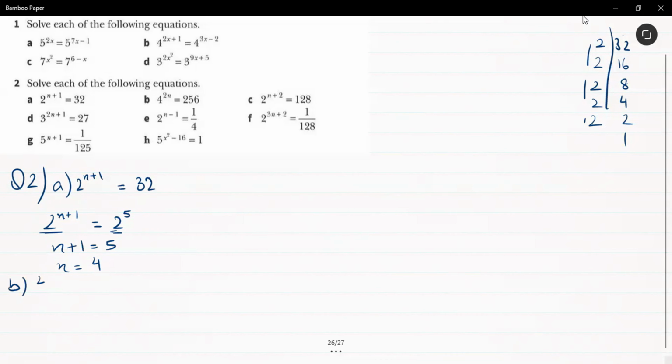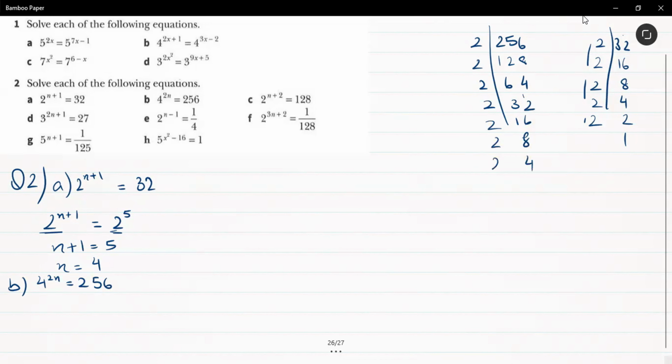For part B, again, 4 to the power 2n is equal to 256. So take out the factors of 256. We get 2 ones are 2, 2 2s are 4, 2 4s are 8, 2 8s are 16, and so on. I'm really sorry about the roughness, but it is what it is. These things are basic LCMs. So 1, 2, 3, 4, 5, 6, 7, 8.